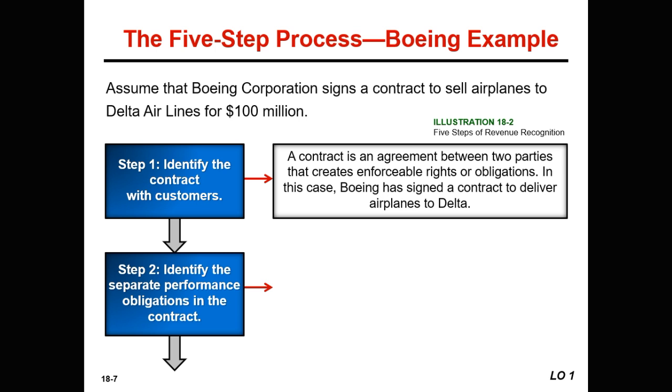Contracts have commercial substance. There is approval by both parties. It's going to identify the rights and the obligations. And payment terms are going to be identified. There's also probability that the consideration within the contract will be collected.